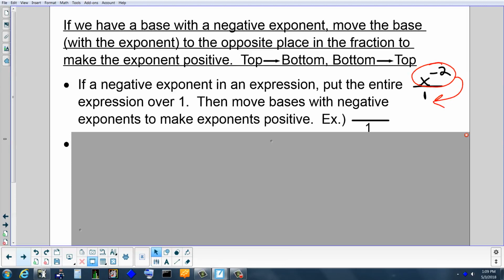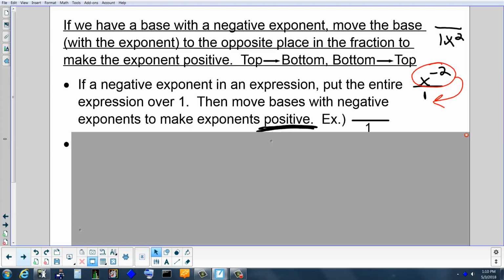So it would be 1 over x to the -2 power. And what happens when you move it to the bottom is it makes the negative a positive. That's why we move it. We're moving it because we don't like that it's negative. Once we move it, it turns positive. Move the bases with the negative exponents to make them positive.